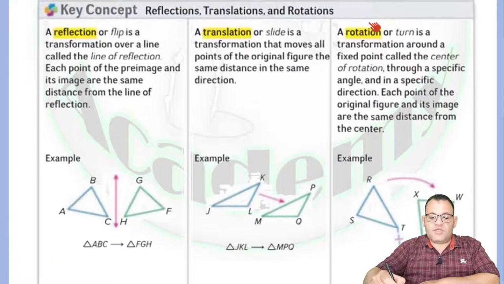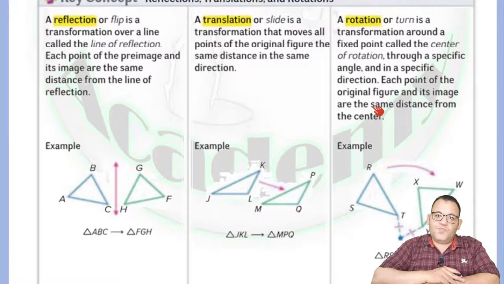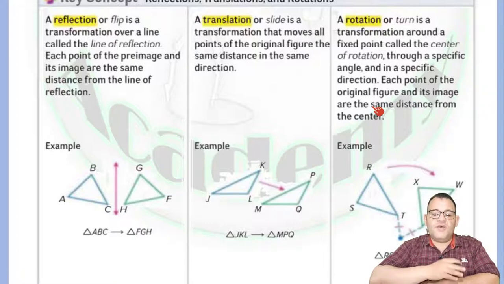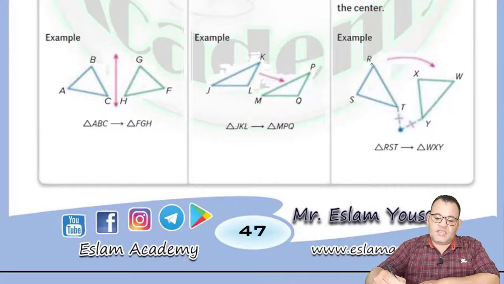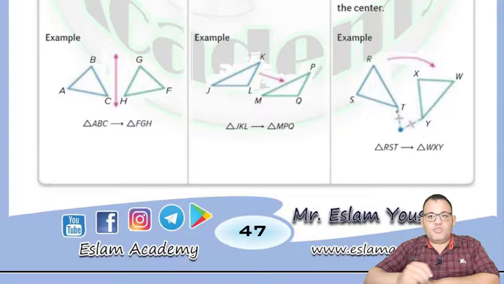Now the third type of transformation is defined by rotation. Rotation is turning each point of the figure around a fixed point, which is defined as the center of rotation, with a fixed angle. We are turning the shape. So you will find that the image of the triangle SRT is XWY. X is the image of S. W is the image of R. Y is the image of T.